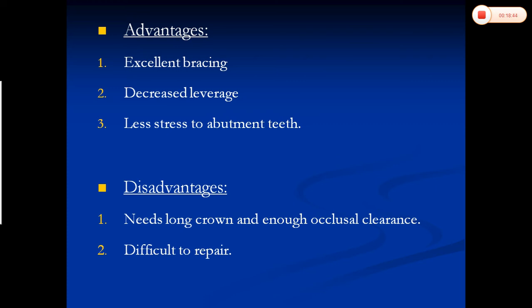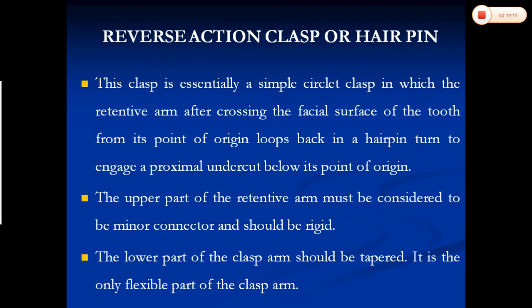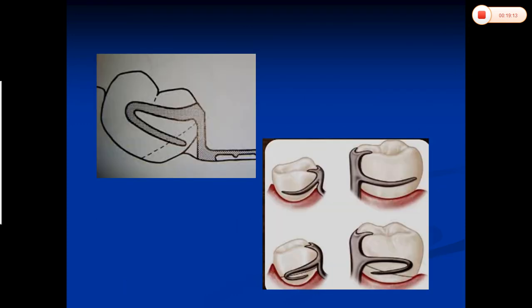Main disadvantage: it needs long crowns and enough occlusal clearance. Occlusal clearance has to be there, and as we discussed, there should be a long crown. If there is a short crown or insufficient sulcus depth, this cannot be given, and it is difficult to repair. You have multiple rests, so the clasp arm length is more, and then you have the bracing arm, so it is difficult to repair if any damage happens.